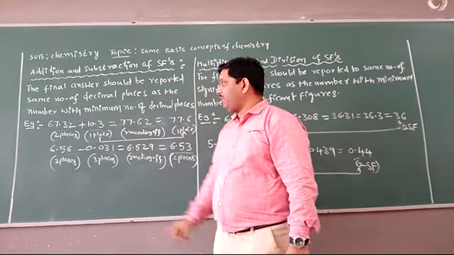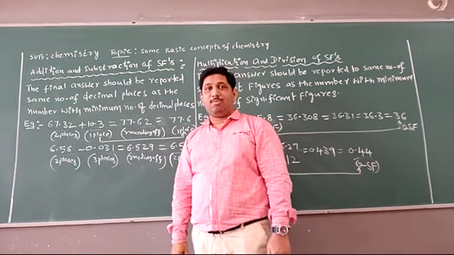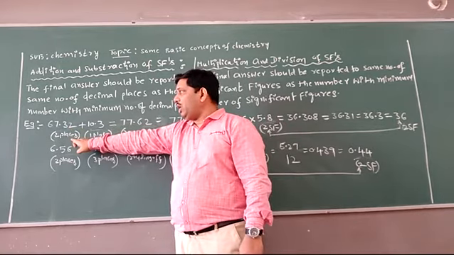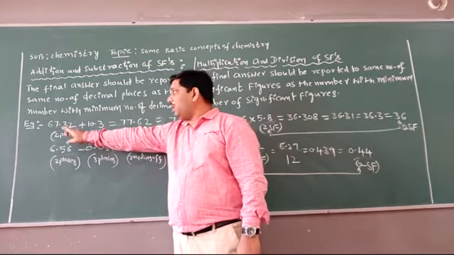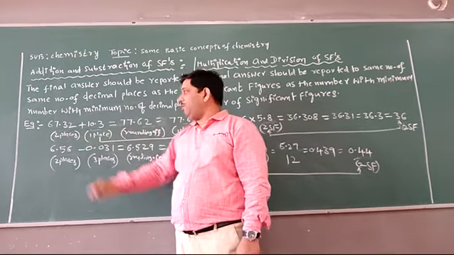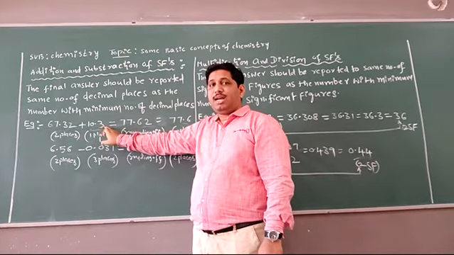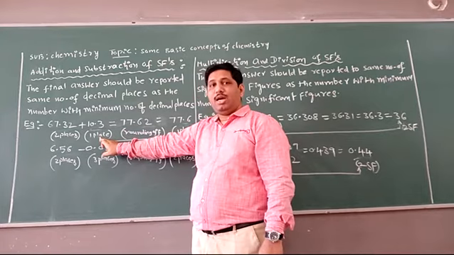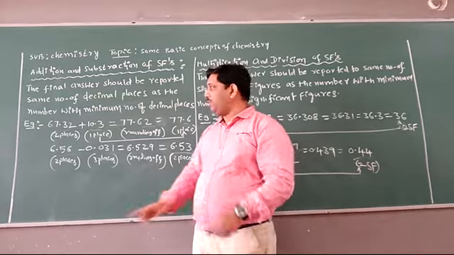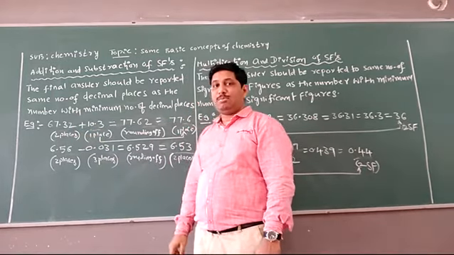For example, 67.32 plus 10.3. The first number has two decimal places, that is, after the decimal, two digits are present. Whereas the second number has one digit after the decimal, hence one decimal place. Decimal place means the number of digits after the decimal point.